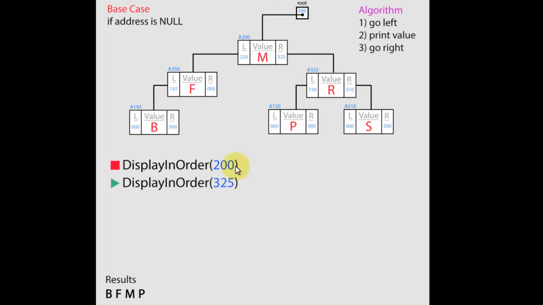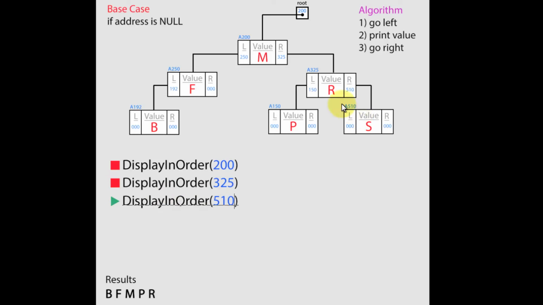Okay, so then we're back here at address 325 on this function call here. We already went left. Now the next thing for this function to do is to print its value. Okay, so then the R is now in the results. So then the next thing, it already went left, it already printed its value. Now it needs to go right. It needs to go to 510. So it'll call that display in order function on this address.